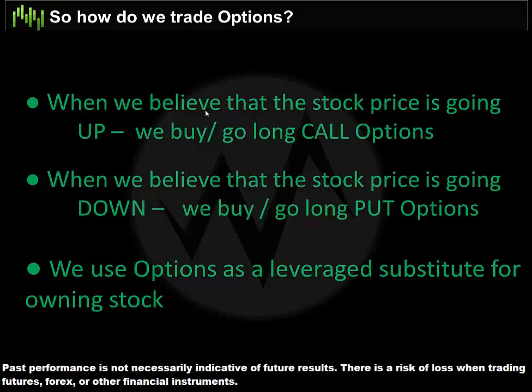When we believe that the stock price is going up, we buy or go long call options. When we believe that the stock price is going down, we buy and go long put options. Basically, what we're doing is using options as a leverage substitute for owning stock.